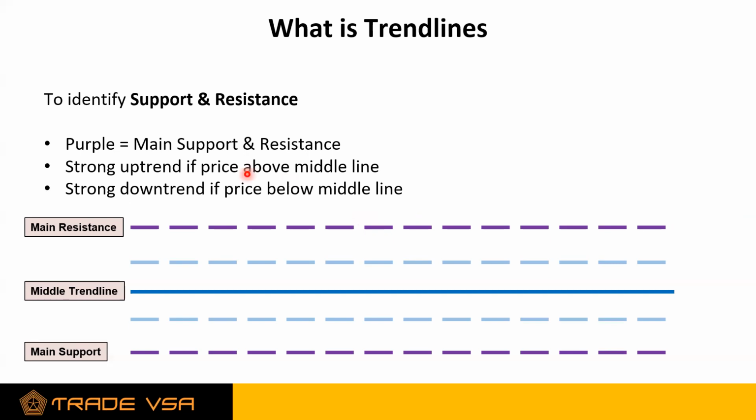So remember a few things. Purple, the purple color in the trend line, is the main resistance, main support. Let me put my pen over here. Anything trading over here, let's say this is an uptrend, is a strong uptrend. Below here is a weak uptrend. Just the opposite, let's say this is a downtrend chart: anything above here is a weak downtrend, and anything below here is a strong downtrend.